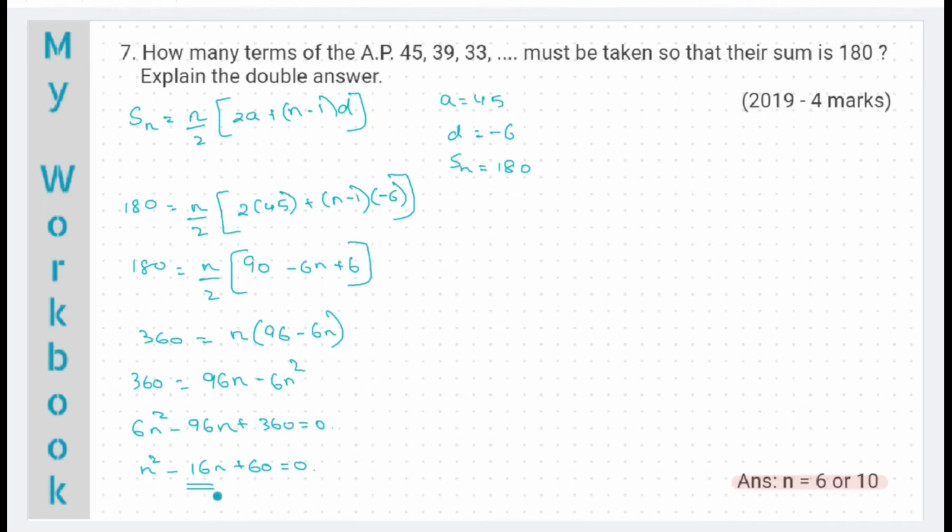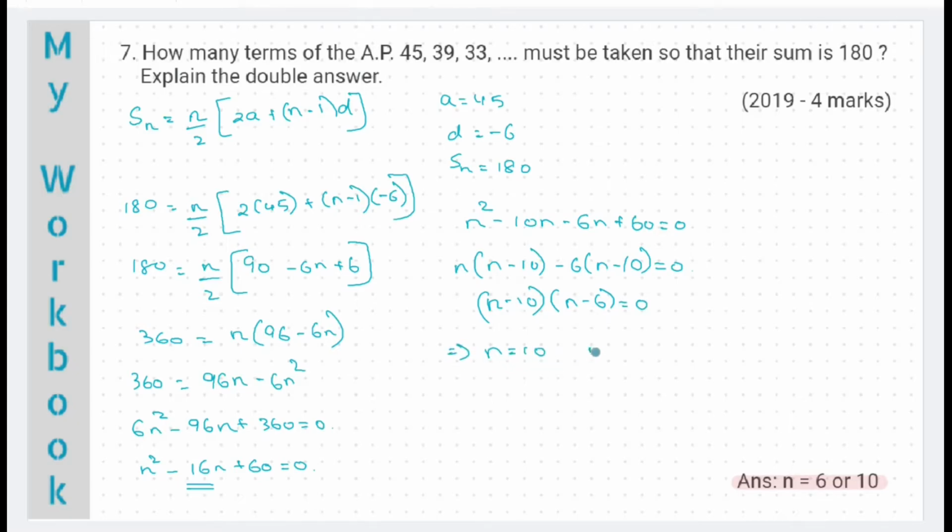We can split minus 16n to be minus 10n minus 6n. So n square minus 10n minus 6n plus 60 equal to 0. This implies n can be 10 or n can be 6. S of 6 will be equal to S of 10, which is equal to 180. Sum of the first 6 terms is equal to sum of the first 10 terms, both equal to 180.